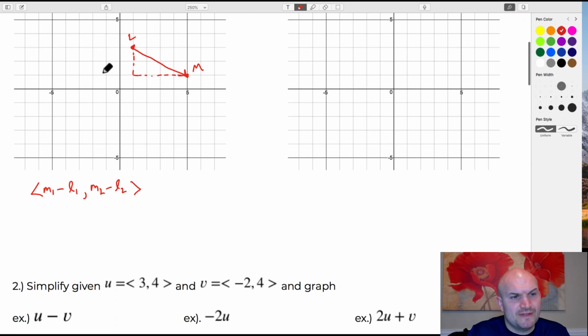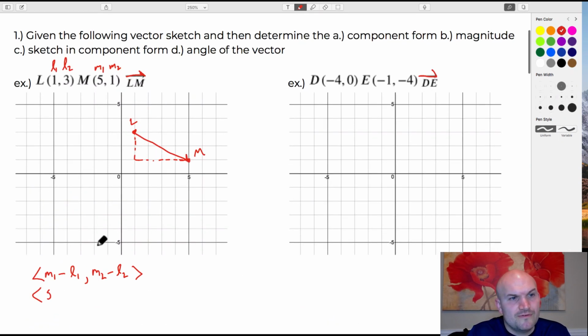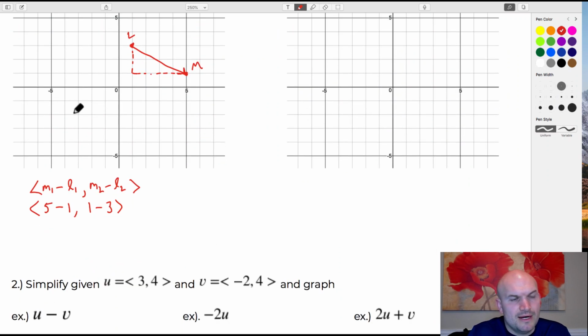So for this one, I kind of drafted that up. Let's go ahead and see here. M1 in this case is going to be 5 minus 1. And then M2 is 1 minus 3. Okay, so therefore we can simplify this into 4 comma negative 2.